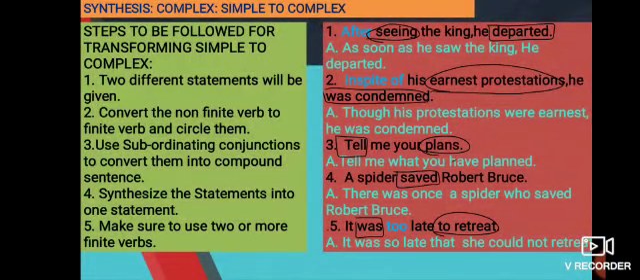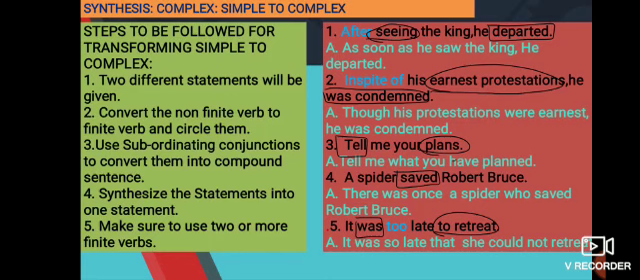A spider saved Robert Bruce. Now here only one finite verb is there because the sentence is simple. You have to change this into a complex statement, but now you have to bring a verb of your own. So when you have to assume the verb, that time you have to use the helping verbs. So you can put it in a story form, that is, there was once a spider who saved Robert Bruce. So it becomes: was is a finite verb, who is a subordinating conjunction used, and saved is a second finite verb.